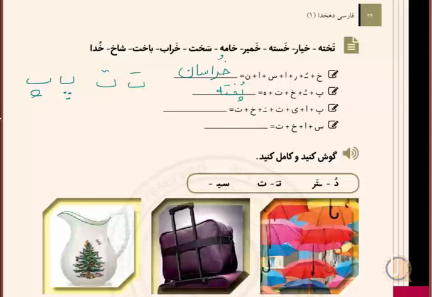Next one. پای تخت. پایتخت. Tehran is the پایتخت of Iran. And ساخت, makes. ساخت. Alright, let's continue.